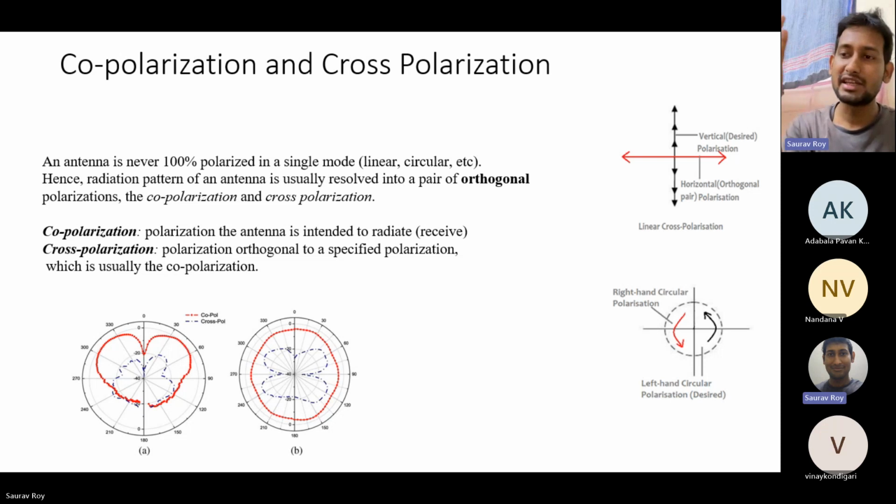Now we are talking about only the E plane. That's why I said E co and E cross. Right? The next will come H co and H cross. There, both the antennas have to be rotated like this. Our reference antenna will be in the H plane, as well as our transmit antenna.